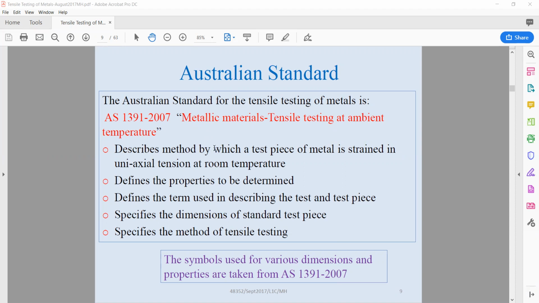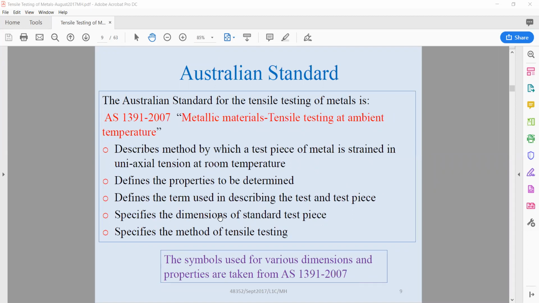You have to record the temperature, the humidity, as well as the gravitational force of the area. As you see here, the standard has a lot of information. It describes the method by which the test piece metal is tested, like room temperature. It defines the properties to be determined. The standard also tells you what properties you need to determine. It also defines the terms used, how you use the terms, and what type of symbols you use.